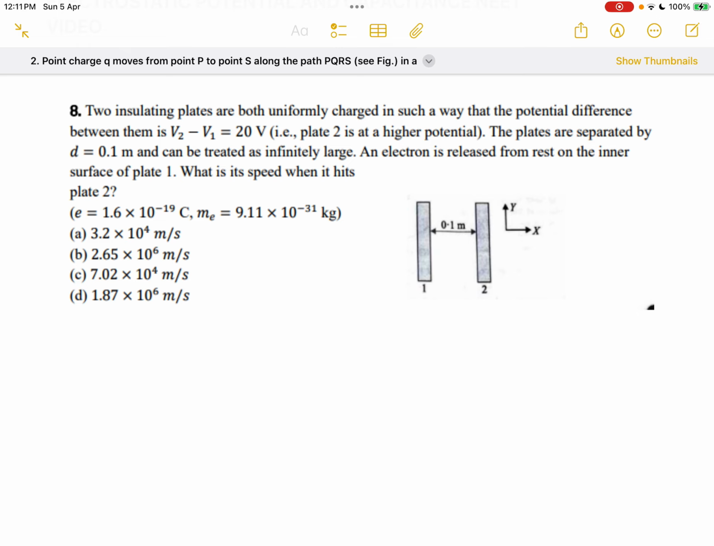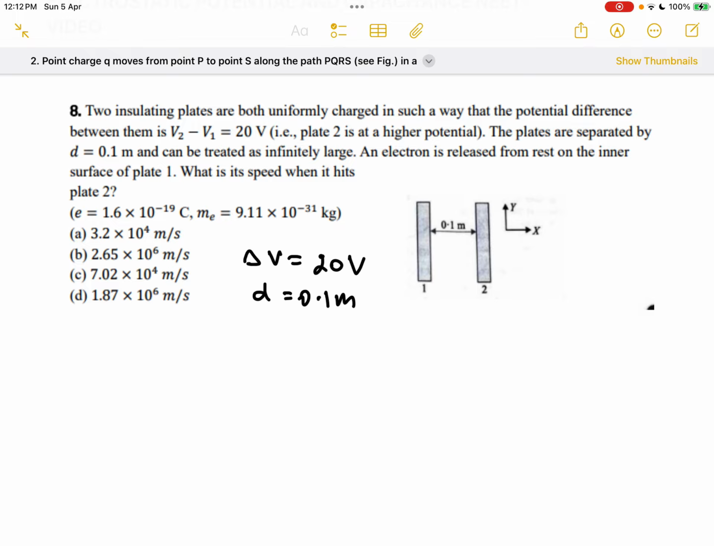Now, two insulating plates, both uniformly charged in such a way that the potential difference between them is 20 volt. So the potential difference has been given, it's 20 volt. Plate 2 is at higher potential. The plates are separated by a distance of 0.1 meter. The question says d is 0.1.